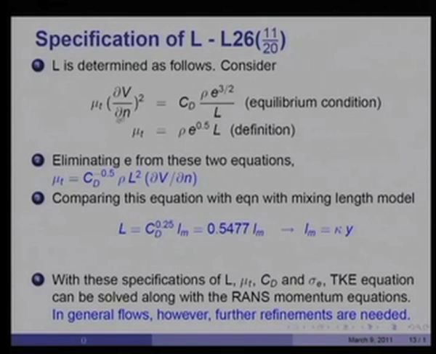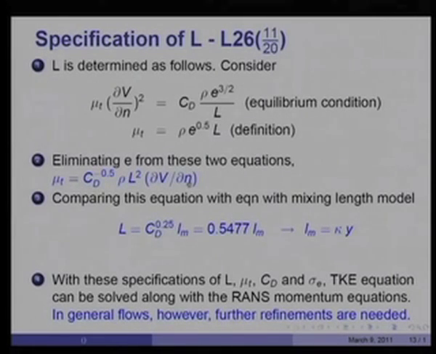Consider equilibrium condition again, production is equal to dissipation, then mu t will be equal to rho e raised to 1 by 2 L, which is the definition of mu t. If I combine these two equations and eliminate e from them, I would get mu t equal to C d raised to minus half rho L square dV by dN.